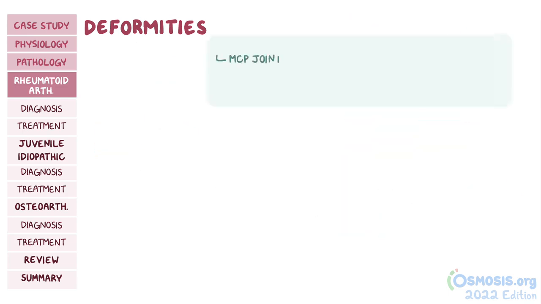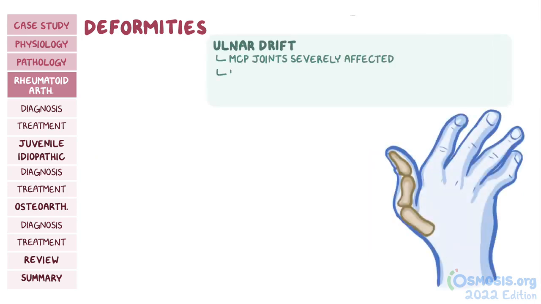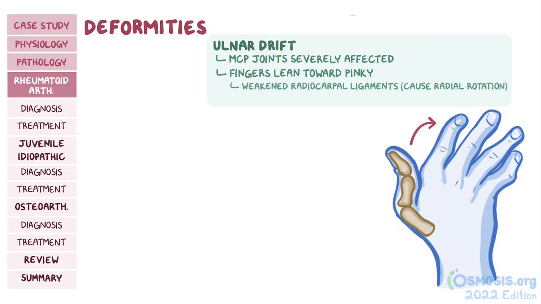Sometimes, when the metacarpophalangeal joints are severely affected, an ulnar drift can occur, where the fingers lean away from the thumb and toward the pinky. This is due to the weakened radiocarpal ligaments that cause radial rotation of the metacarpals and carpus on the radius, which results in ulnar deviation of the joint.